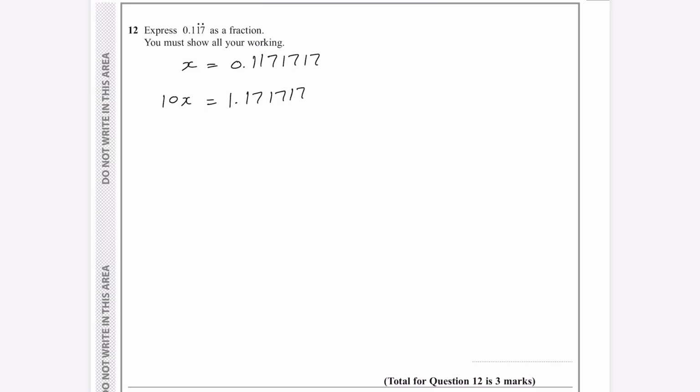So at the minute the decimals don't line up, so let's go to 100x. So that's 11.717171. The decimals still don't line up, so let's times it by 10 again. That's 1000x is equal to 117.171717. Now the decimals do line up. So if you notice, after the decimal point, this number here has 0.171717, and this also, after the decimal, has 0.171717. And the reason we want that is so we can cancel them out.